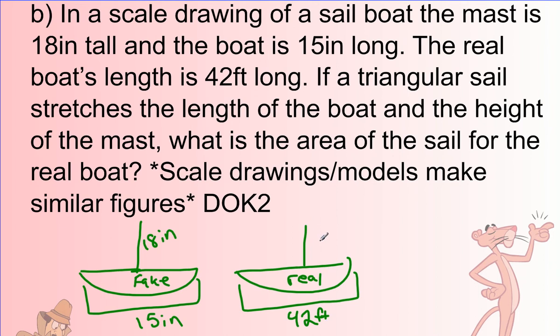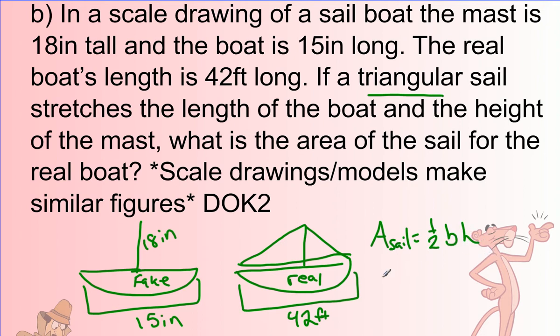If the triangular sail stretches the length of the boat and the height of the sail, what is the area of the sail of the real boat? Okay. So what I'm trying to find is the area of the sail. This area of the sail would be a triangle. It's a triangular sail. So the area of a triangle is 1/2 the base times the height.